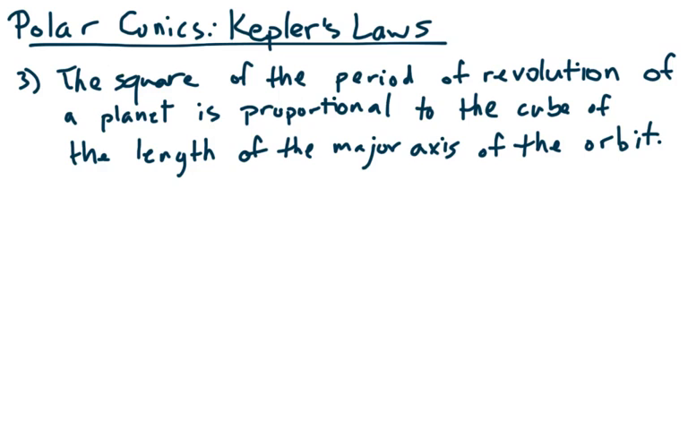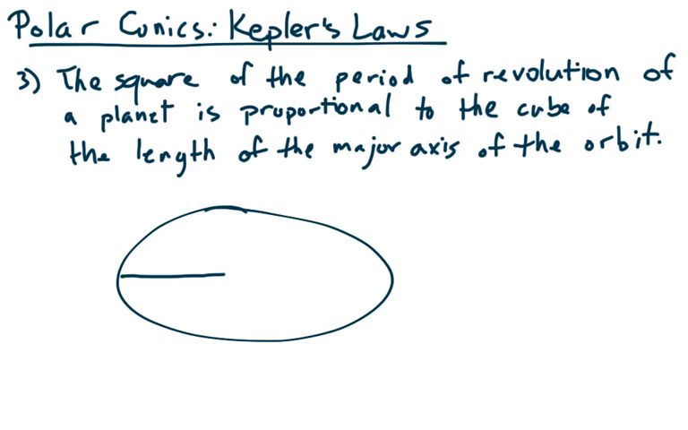And the third law of planetary motion: the square of the period of revolution is proportional to the cube of the length of the major axis of the orbit. Remember, the major axis was the line segment with endpoints on the ellipse that passed through the 2 foci. It also ended up having endpoints that coincided with the vertices of the ellipse.